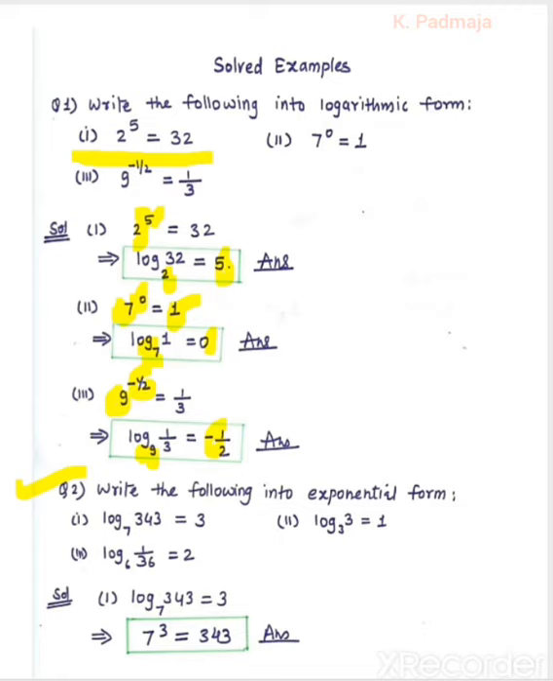The next question is, write the following into exponential form, from logarithmic to exponential form. Log 343 to the base 7 equals 3. So what we have to do, we have to hold this base: 7 raised to, this is the exponent, 7 raised to 3 equals 343.